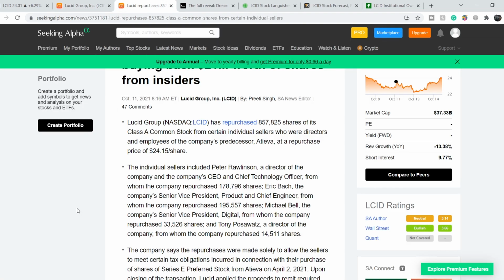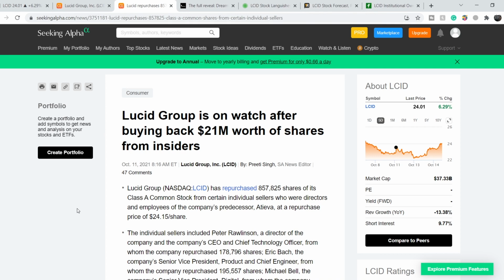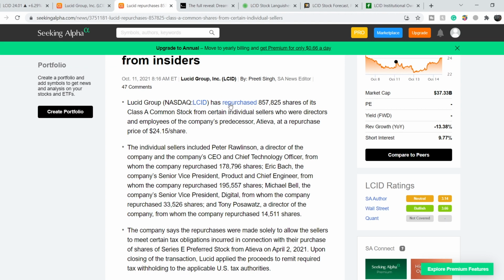And we are on Seeking Alpha. This article was published on October 11th, and it's titled "Lucid Group is on watch after buying back $21 million worth of shares from insiders." And let me quote you these bullets. Lucid Group has repurchased more than 850,000 shares of its Class A common stock from certain individual sellers who were directors and employees of the company's predecessor, Atieva, at a repurchase price of $24.15 per share. And among the list of sellers, we have a CEO, Peter Rawlinson, we have Vice President, Eric Bach, and some other persons.